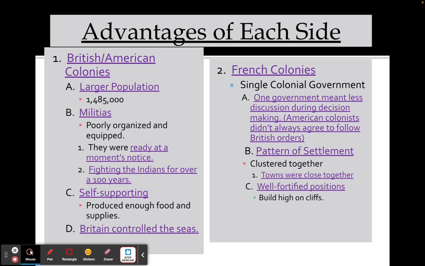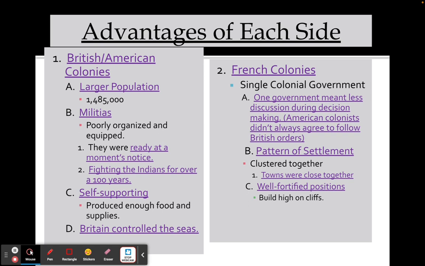On the French side of things, the French were a single colonial government. So one government meant less discussion. If you remember from your 13 colonies examination you did on the Google Slides at the beginning of this week, it looked at how the different colonial regions had different types of government. Remember, there were three. And Americans didn't necessarily always listen to what the British were saying. The British, up to this point, had kind of left them alone. So the French were able to make a lot faster decisions.